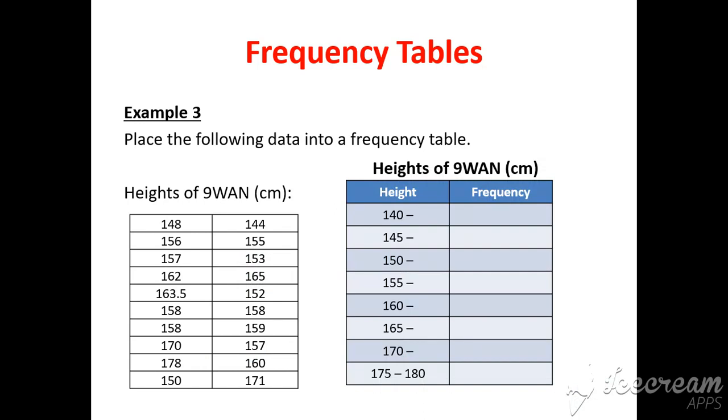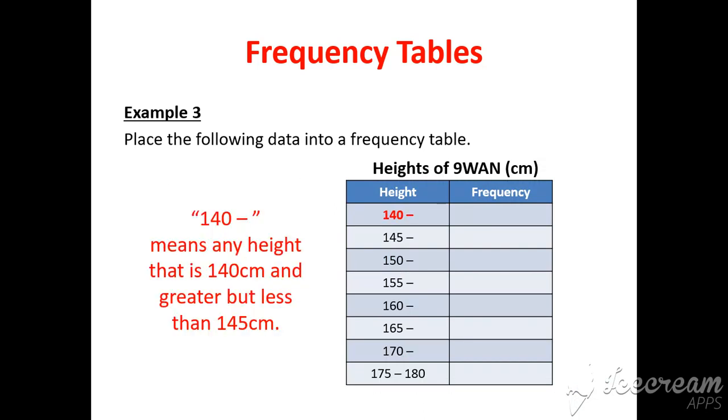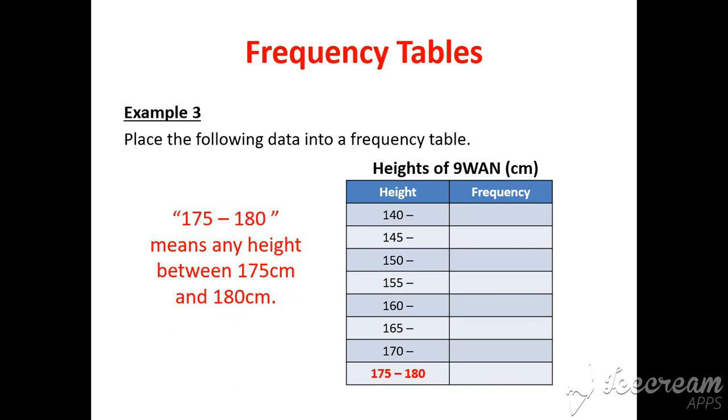Okay, notice I've put them into groups now. So the group of 140 with a dash means any person that is 140 centimetres up to, but less than 145. This here, 155 dash, means anybody who is 155 centimetres and greater, but not taller than 160. And 175 to 180 means anyone between 175 and 180.